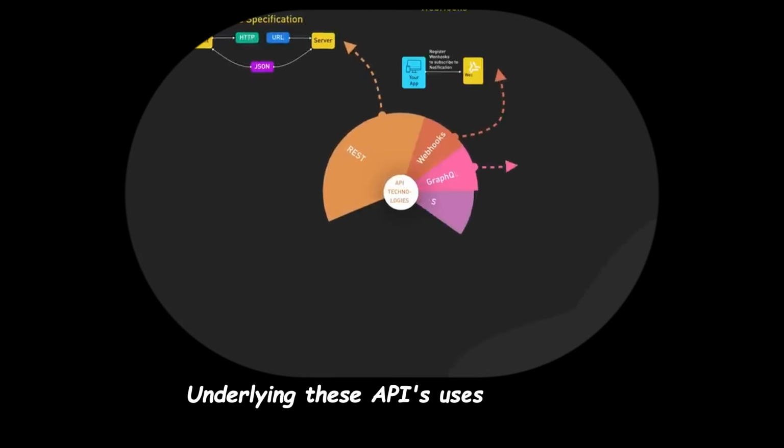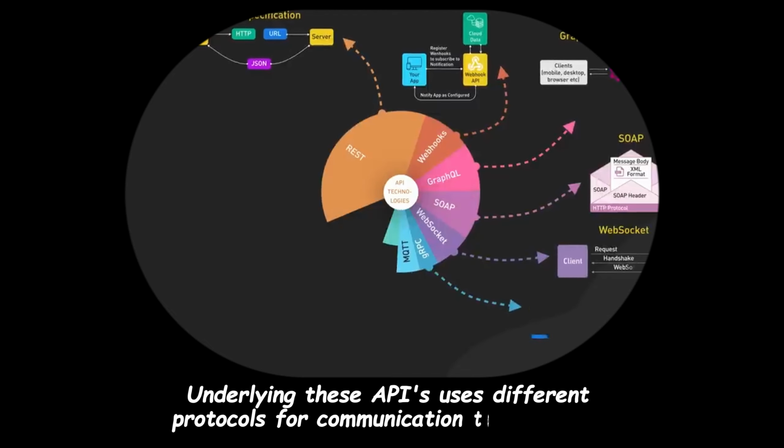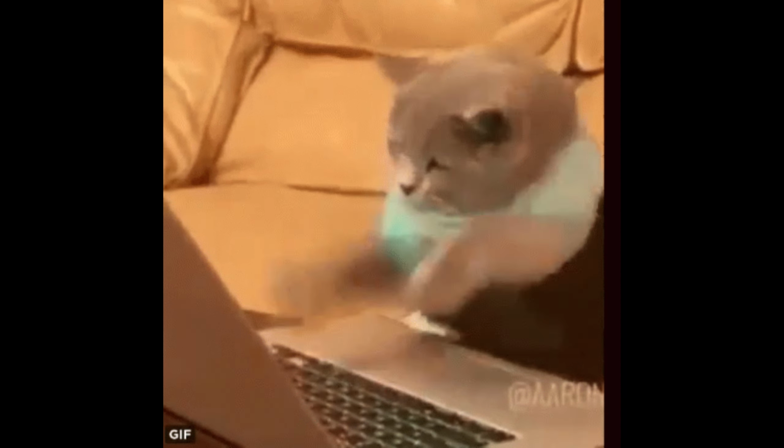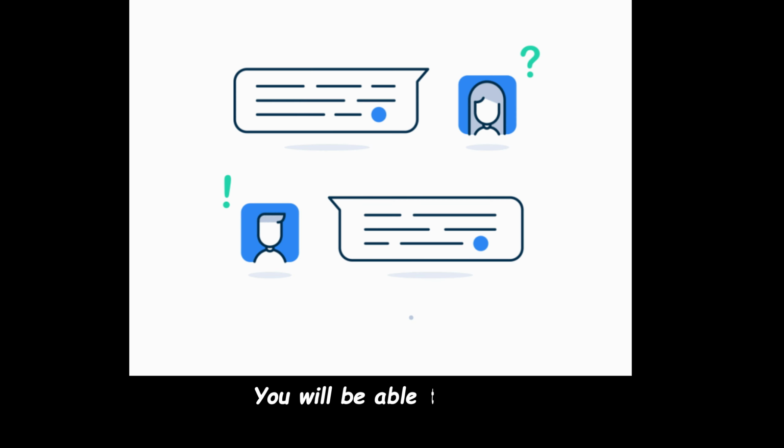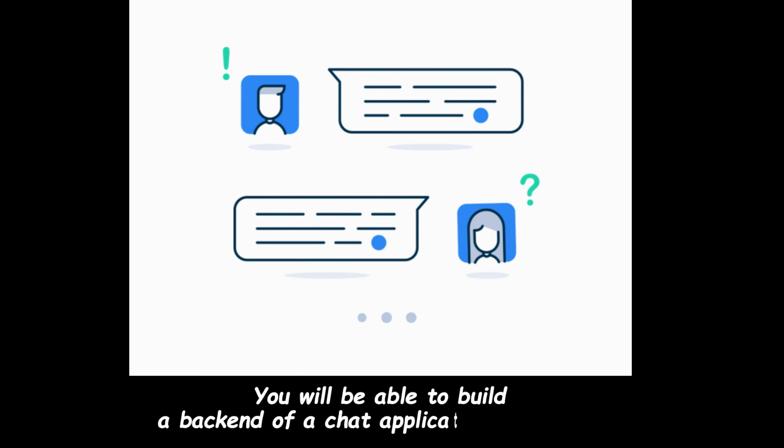Underlyingly, this API uses different protocols for communication to the server. In today's video, you will learn about HTTP and WebSocket protocol and the difference between them. By the end of the video, you will be able to build a backend of a chat application using AWS.